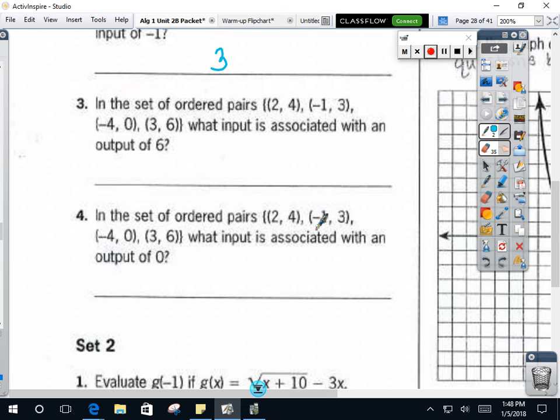Number 3, in this set of ordered pairs, what input is associated with an output of 6? Right, this time they asked it the opposite way. They wanted to know what x value is associated with a y value of 6. Well, here's your y value of 6, and it's associated with 3. Number 4, in this set of ordered pairs, what input is associated with an output of 0? Negative 4, it would have been this one. Any questions about how to do those?